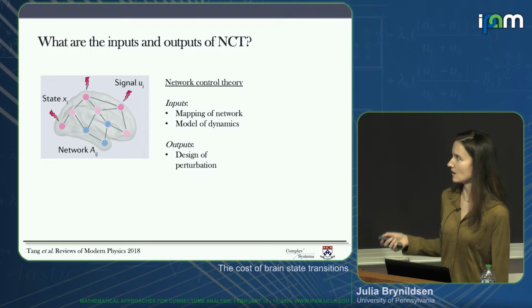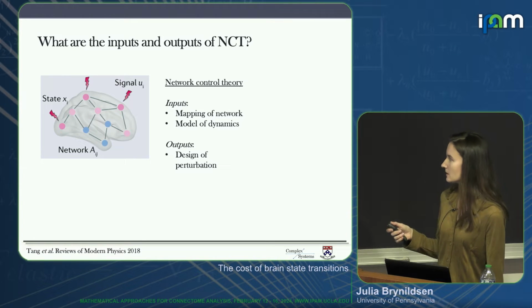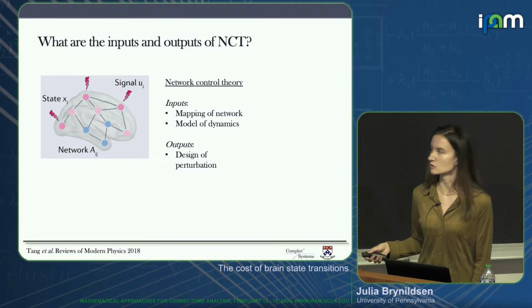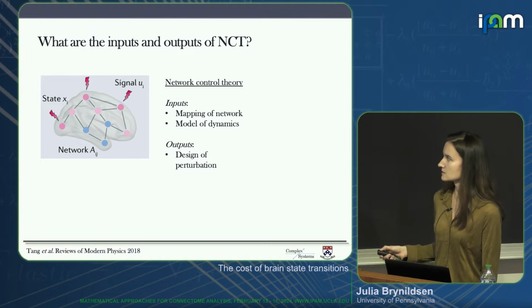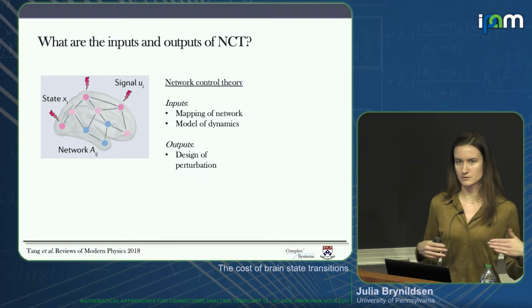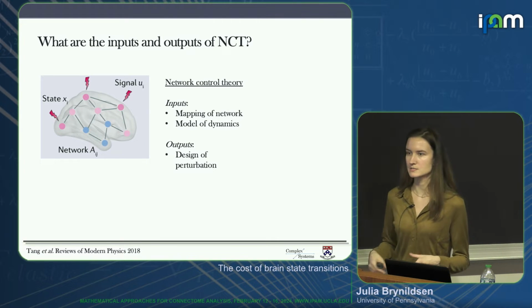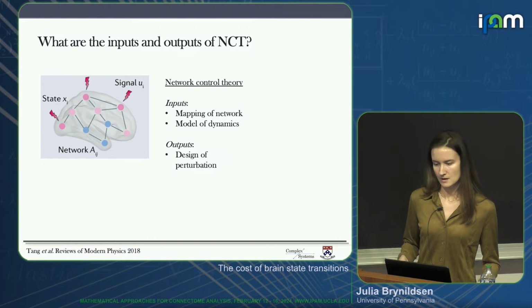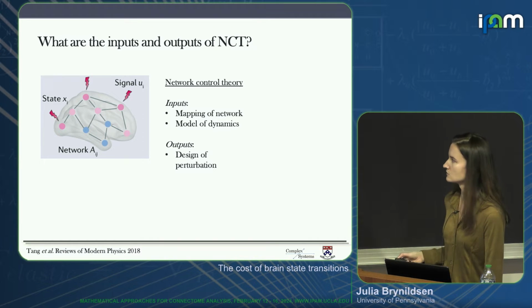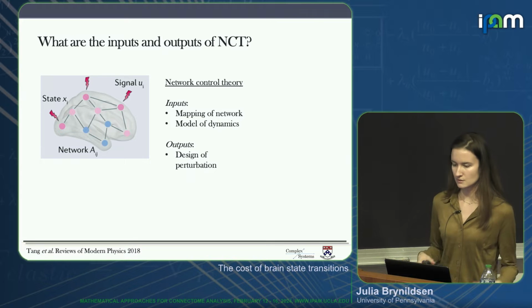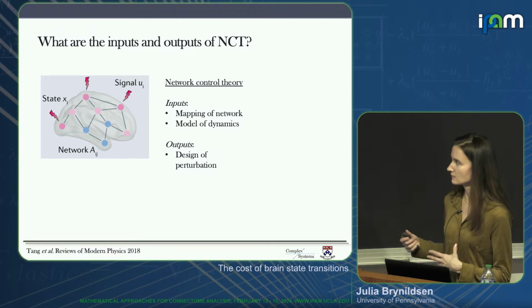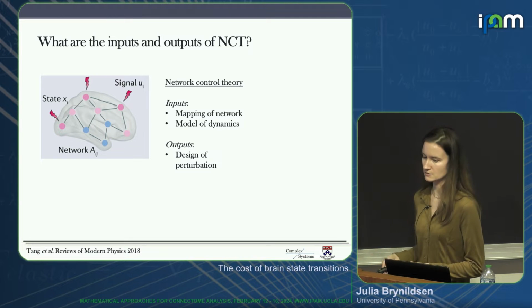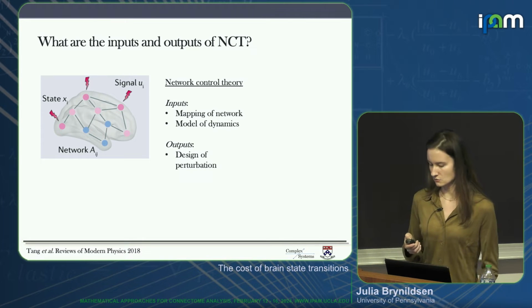So what are the inputs and outputs of our model? Given some map of the network or the structural connectivity, and some model of dynamics, or different neural states that the brain occupies and how the brain moves between those states across time, we can determine how to perturb the system to control its trajectory, and we can compute the amount of control input or energy necessary to drive the brain from one state to another.